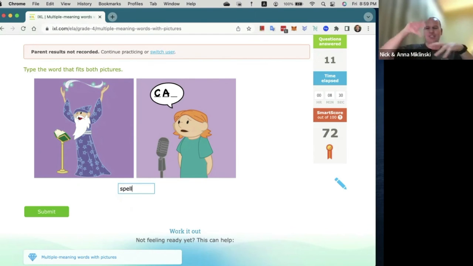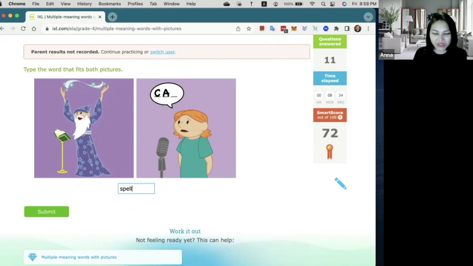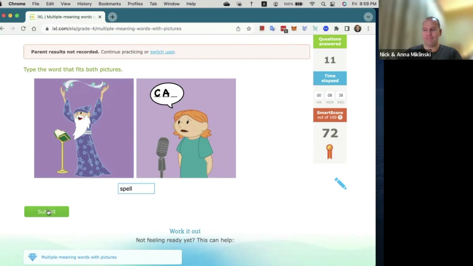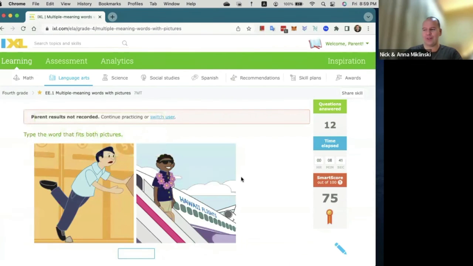He is a magician. He's creating a spell. And what is she doing? She spells. Oh, K-C-A-L. Yeah, that was a little harder one.